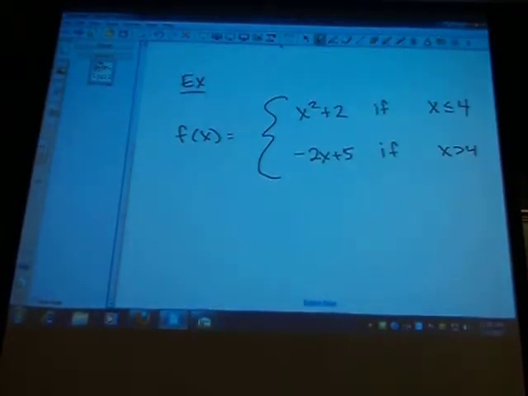What if I ask you for f of 2? Which equation would I use? You use less than or equal to 4. 2 is less than or equal to 4, so 2 falls into the first category. I would use the first equation and plug in 2 for x. So I have 2 squared plus 2. 2 squared is 4, plus 2 is 6. So my answer there would be 6.